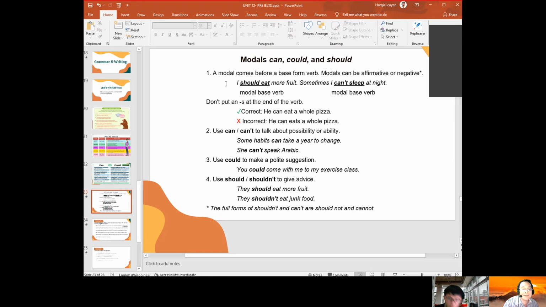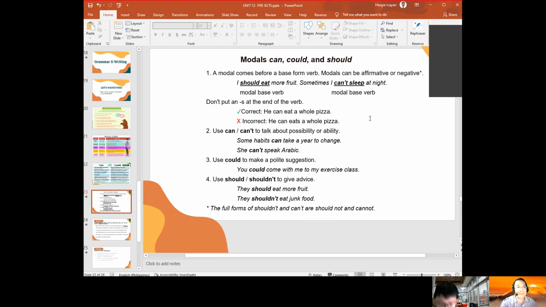Can you read this one, Koi? A modal comes before the verb. A modal can be affirmative or negative. So it could be positive and it could also be negative, just like this one. I should eat more fruit. Sometimes I can't sleep well at night. So the modal verbs are should eat, and in here it is can't sleep. This one is affirmative or positive, but the other one is negative.